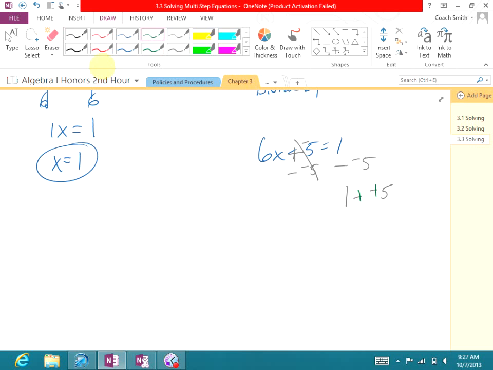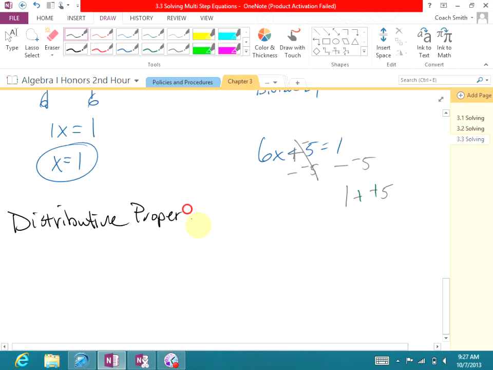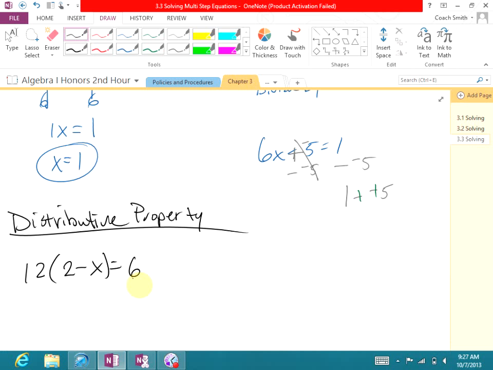Okay? Now, let's look at the next type. Distributive property. Okay, using an equation that has distributive property. Here we go, 12 times 2 minus x equals 6. Some of you still struggled with this on the test, on the exam. Okay, well, we distribute 12 to both things inside the parentheses.